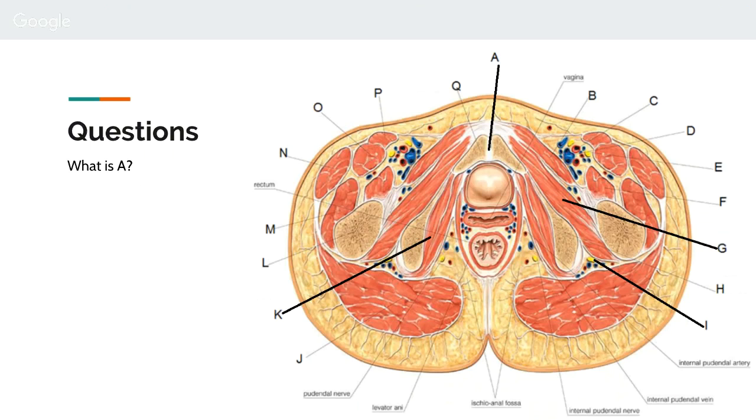Okay, next one. Got a bit of radiology callback. I've been missing radiology, so we're adding these questions. Starting off with something easy. What do you guys reckon? Nice, pubic symphysis. Cool, yeah. Getting a bit harder.